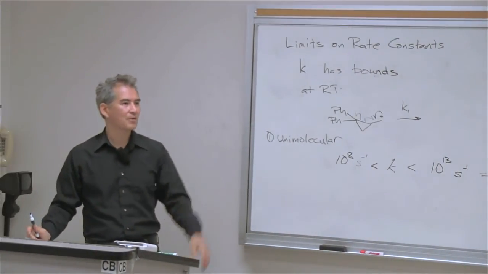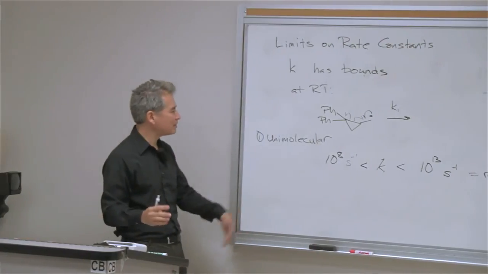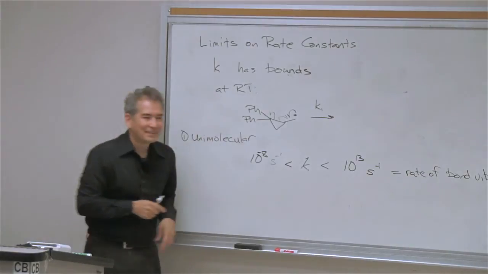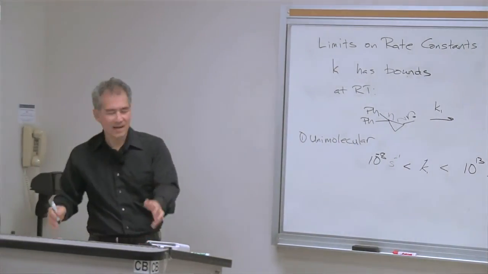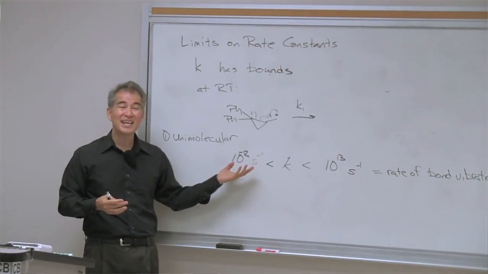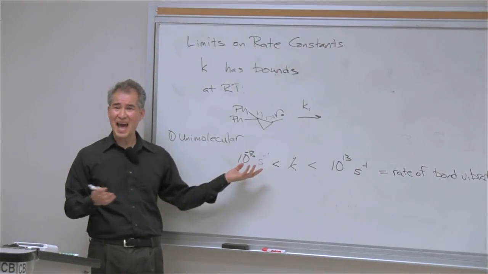And I just made up this lower limit. If somebody tells you that they went into the lab and measured some sort of elementary rate constant that's below 10 to the minus 8, we're talking years. How did they do that?